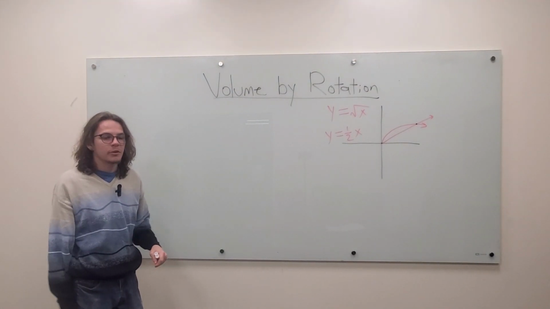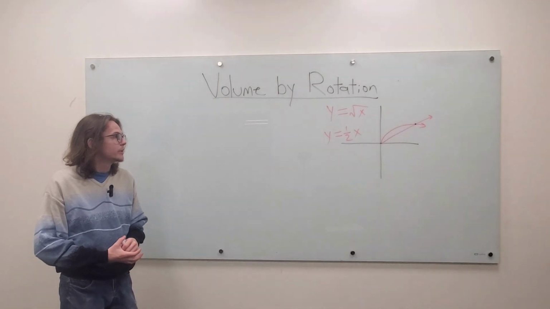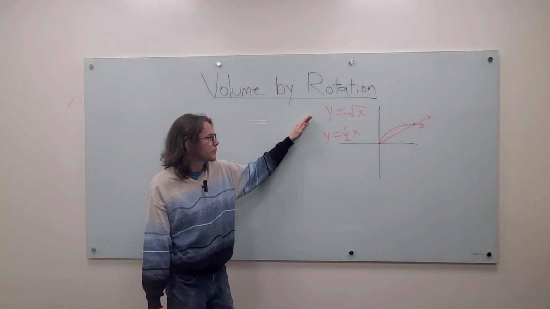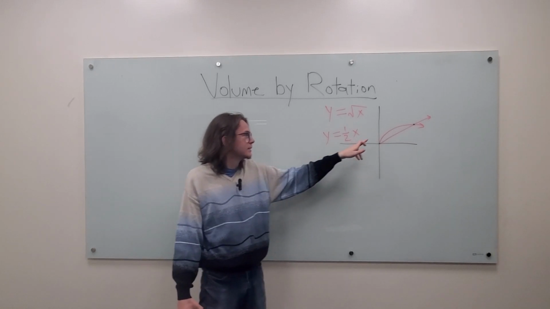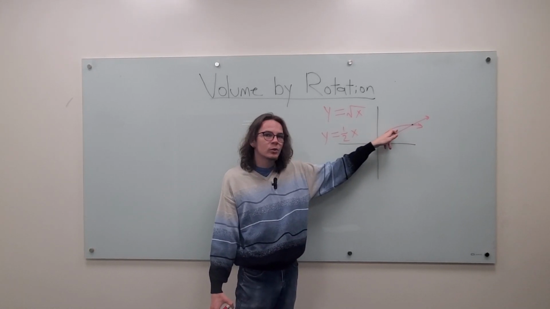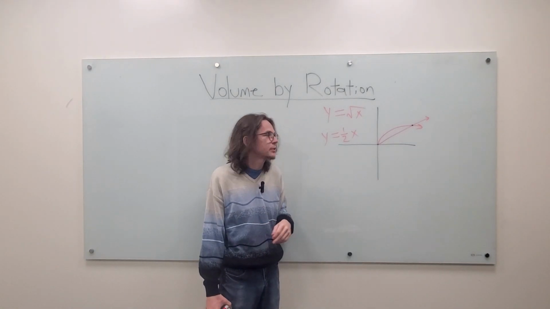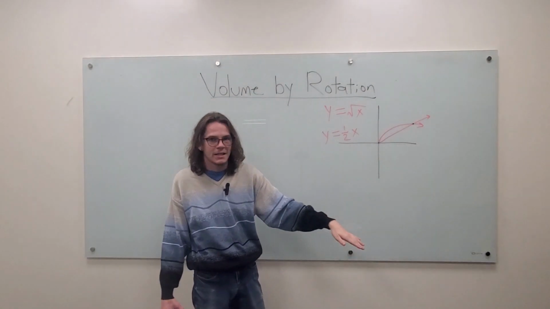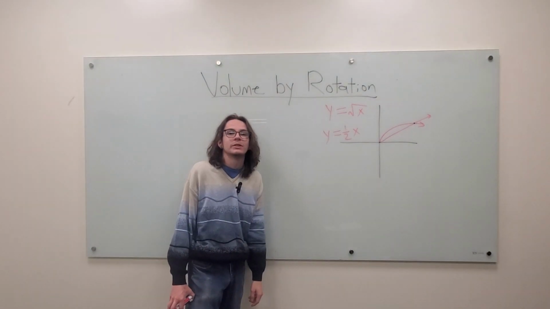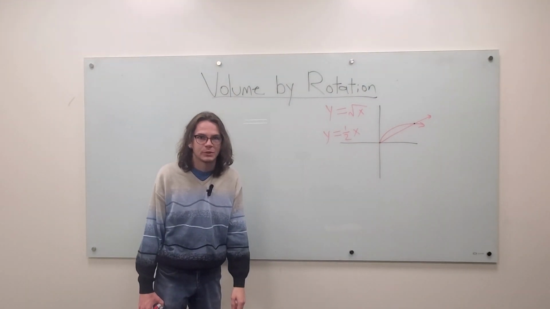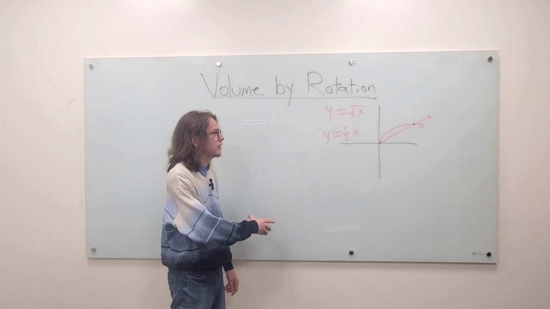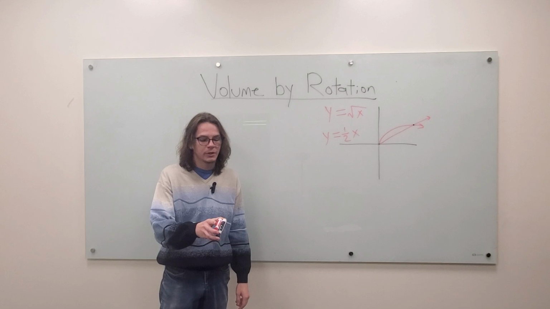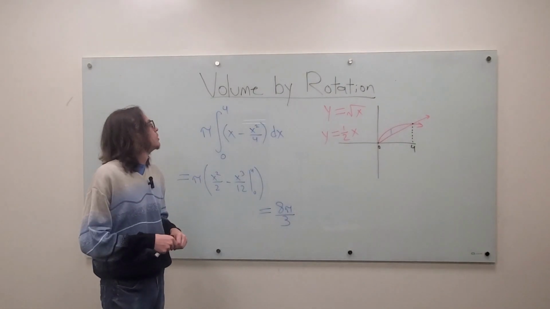Okay, so for this next practice problem, we are going to be rotating y equals square root x, or I guess the area in between y equals square root x and y equals 1/2 x. First, we're going to rotate it about the x-axis, and we're going to be using the disk method. So I'll give you a minute. Go ahead and try and solve this one using the disk method. Come back when you think you have your answer.